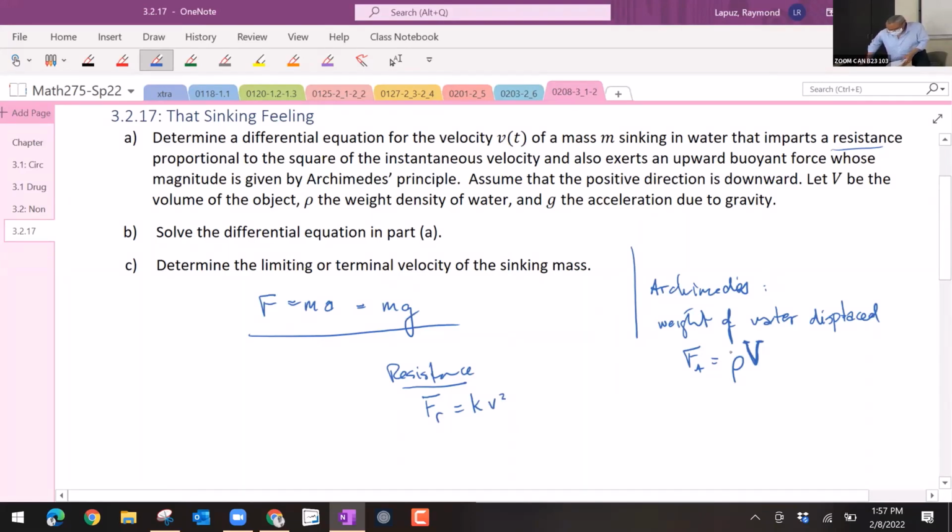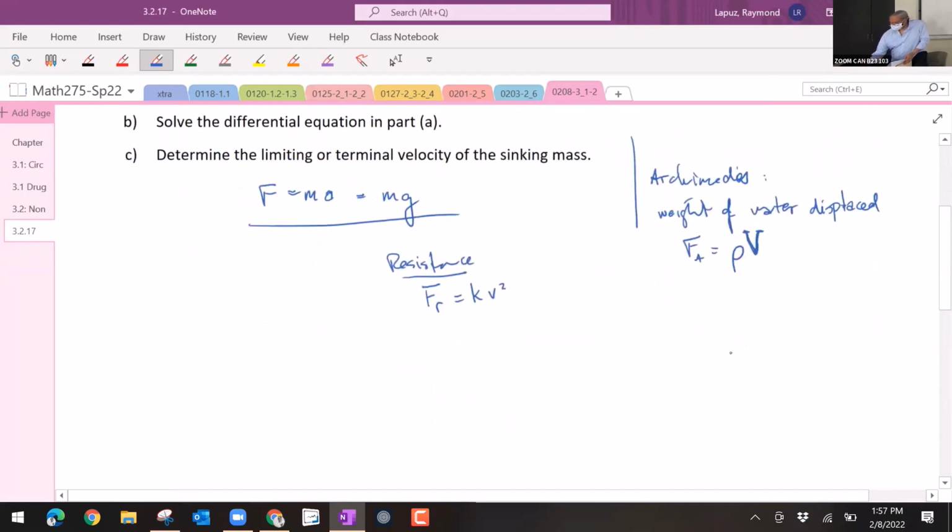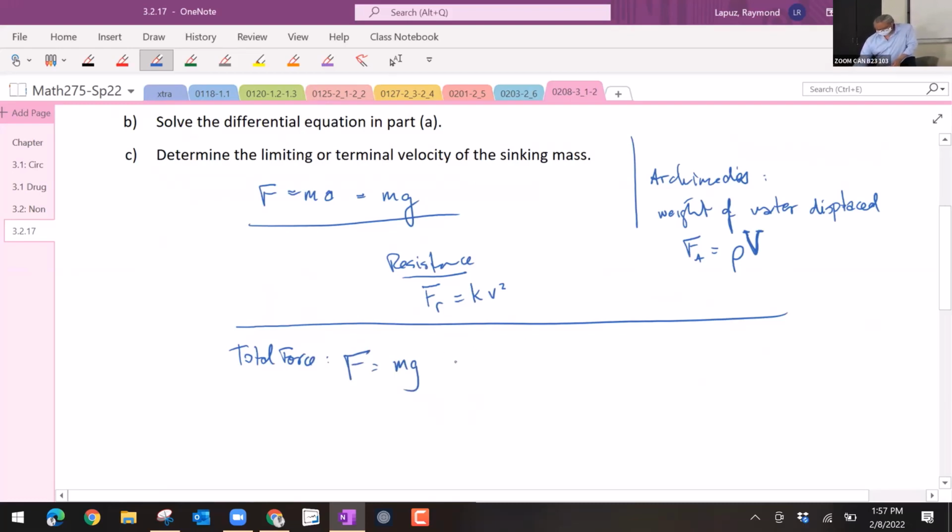And so the total force will be these forces added together. Total force, let's call this capital F, will be mg, the weight displaced by the water, and then the resistance. The positive is going down, so the resistance is pushing it back up. So that's a negative resistance. So we'll call that minus F sub R.